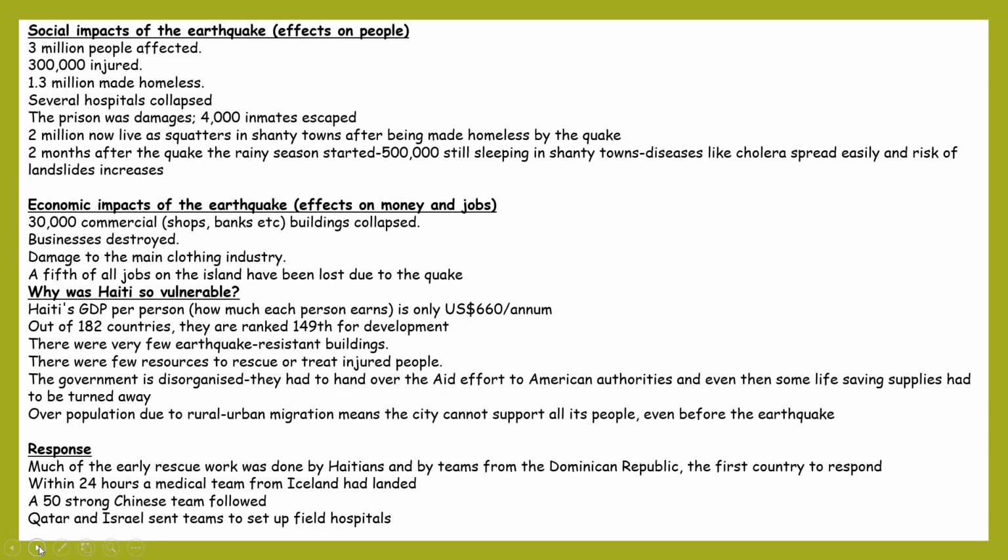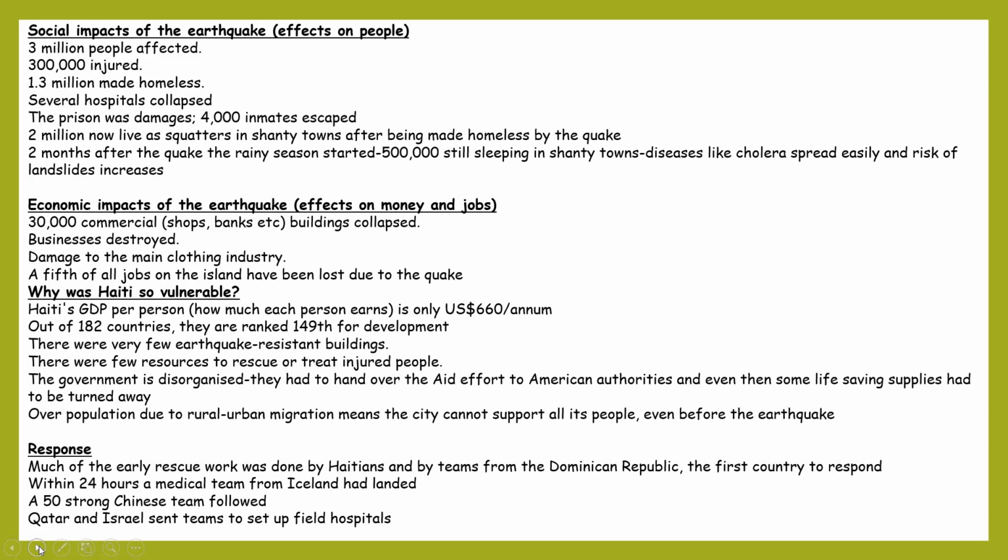So, social impacts on people. 3 million people were affected. That's the same number of people as we've got in the whole of Wales. About 300,000 injured, 1.3 million made homeless, and they ended up living in temporary accommodation. They were scrambling and rummaging for anything they could find in the rubble. And basically, even 10 years or so after, there's a lot of people in Haiti still living in temporary shacks, almost like giant shanty towns, because they don't have the money to rebuild.